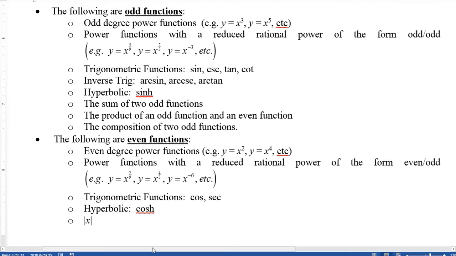Well, what are odd functions? Odd degree power functions, this is where it gets its name, like y equals x cubed, y equals x to the 5th, y equals x to the 7th. Power functions, more generally, where you put the fraction power, which is an odd over odd when you reduce it. So y equals x to the 5/9, y equals x to the 7/3, y equals x to the -3, or y equals x to the -5/9, y equals x to the positive 143 over 11. No, that reduces.